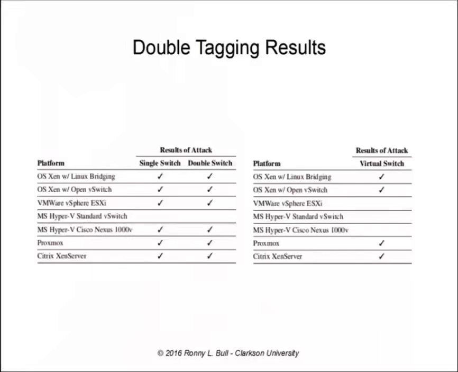Over on the other chart, we see what was successful: what could we launch the attack from? Which environments could we actually send something out from? And in this case, we saw it worked in the bridging environments. So anything that was a bridge, except for ESXi in this case, worked. We also saw it work in Xen server with Open vSwitch and just a standard Xen environment with Open vSwitch. So pretty much all the open source software was affected by this attack.